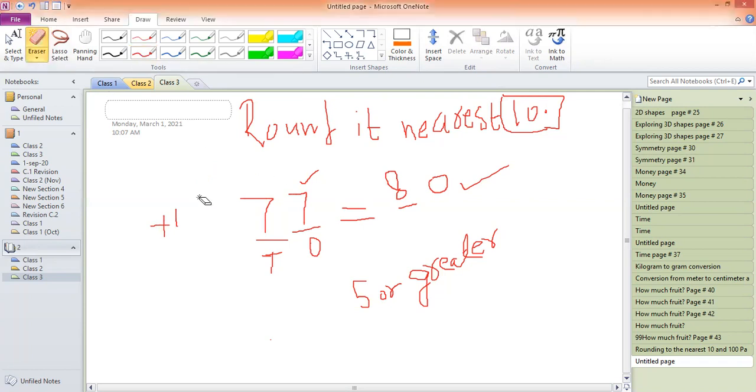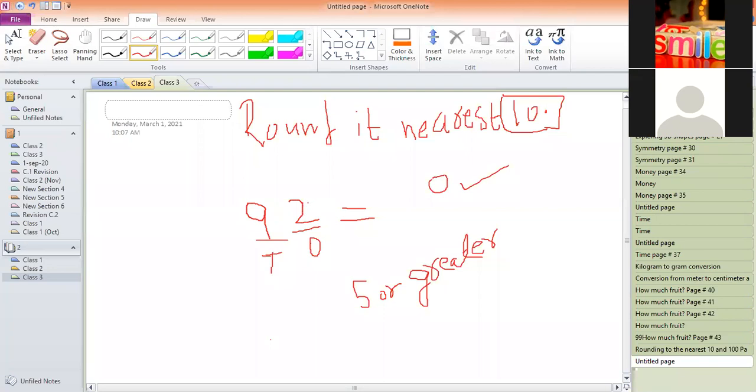Let's suppose it is 92. When you round off to the nearest 10, this 2 should be 0, so you write 0 here. And now you have to decide whether to write 9 or 10 in the tens place. You decide it by checking the ones number. 2 is less than 5, so you will not add 1 and it will be 90. Clear, guys?